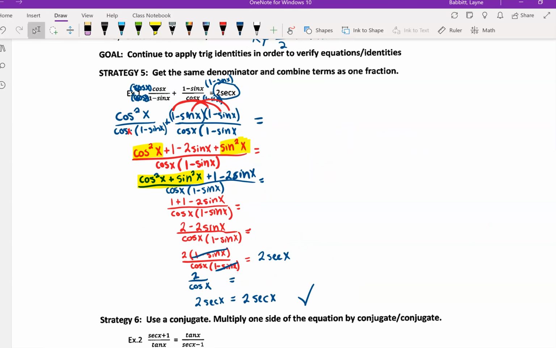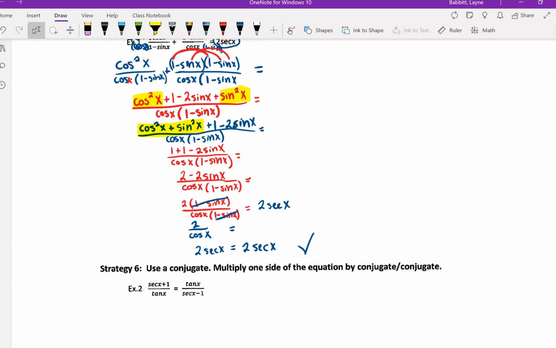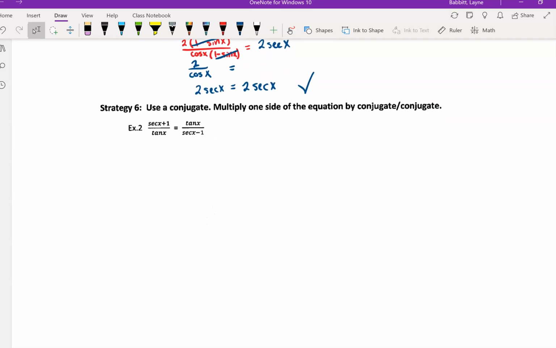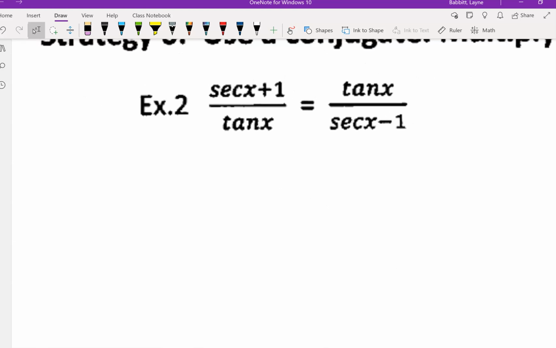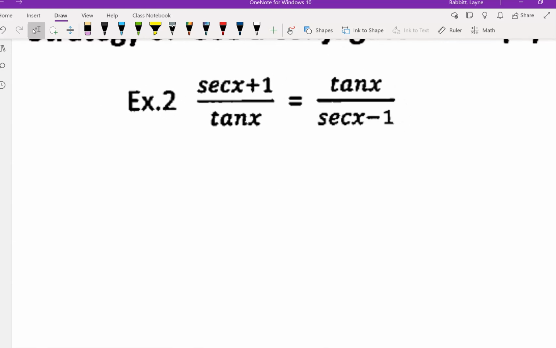And now we can move on to the next strategy. The next strategy is to use a conjugate. Multiply one side of the equation by the conjugate over the conjugate. So, what that means is, if you look here, we can multiply top and bottom of this first side.